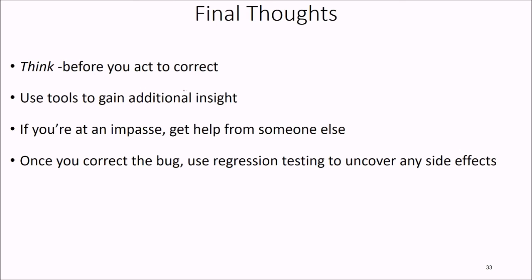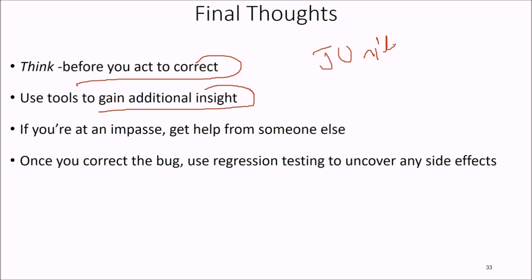So we have certain final thoughts. Think before you act to correct. Use tools to gain insight, like JUnit and LDRA. There are so many open source options available to test your software in various ways. You can do static analysis, you can do dynamic analysis, and if you are at an impasse, get help from someone else. Once you correct the bug, use regression testing to uncover any side effects.